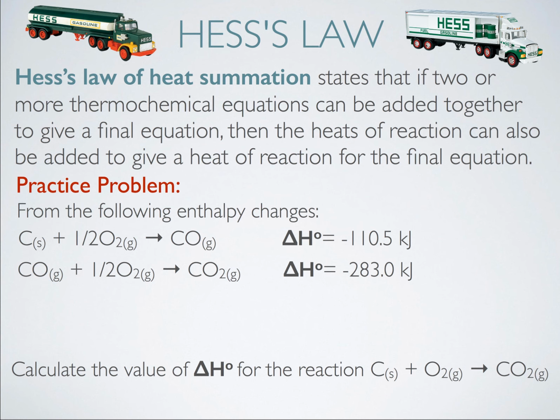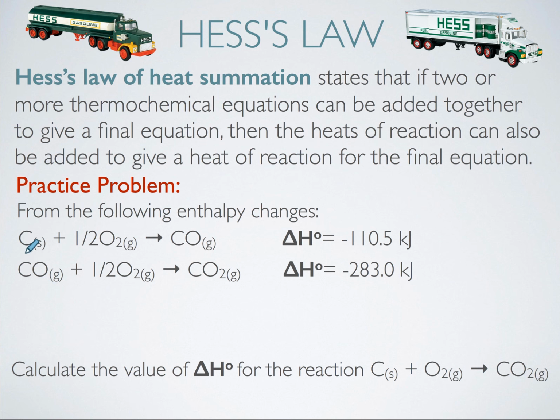Alright, the final part of thermochemistry that we're going to be talking about is Hess's law of summation, which states that if two or more thermochemical equations can be added together in some way to give you the final equation you're looking for, then the heats of reaction can also just be added to each other. Now, this is going to be a lot like a puzzle, where sometimes you can just fit the pieces together and it comes out exactly the way that you want it to, and other times you might have to rotate or finagle it to get it to be the way that you want it to. So let's take a look at an example of this.